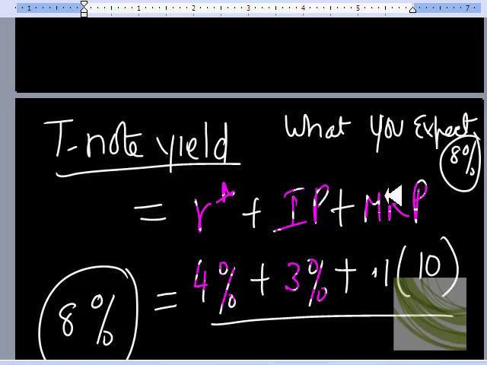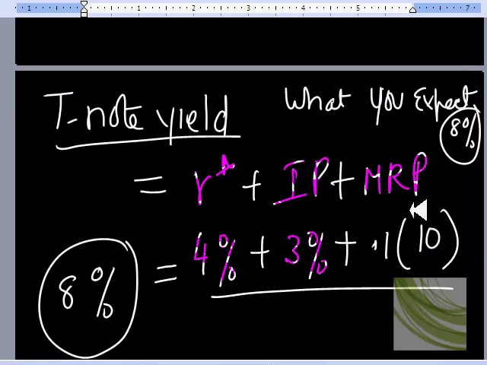So what is the maturity risk premium? It's the risk that when the bond or the note matures, the default risk is not there, but interest rate risk is. So that's a risk you're taking for the length of time. If the interest rates vary, then your yield is going to go down. So it's 0.1 times 10, which is equal to 1.